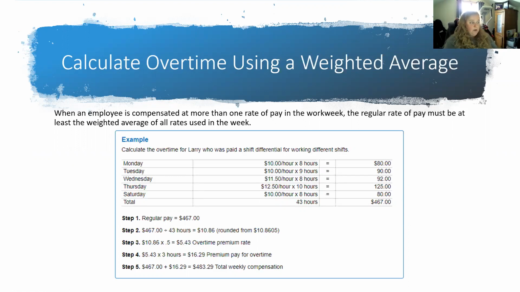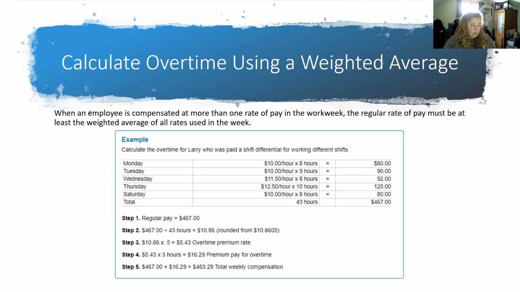Calculate overtime for Larry, who was paid a shift differential for working different shifts. On Monday, he worked 8 hours at $10 an hour. He worked 9 hours at $10 an hour on Tuesday. On Wednesday, though, he worked 8 hours at $11.50 per hour. On Thursday, he worked 10 hours at $12.50. And on Saturday, he worked 8 hours at $10 an hour. So if we multiply all those out and add them all together, we have a total of 43 hours and a total amount of pay for his time worked of $467.